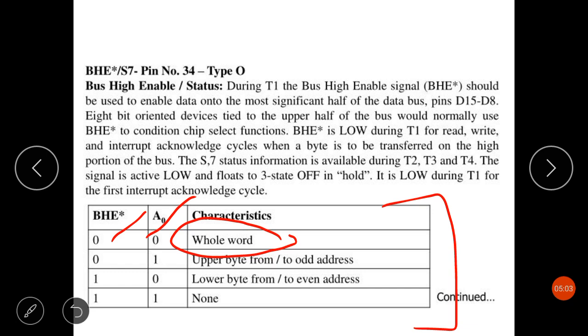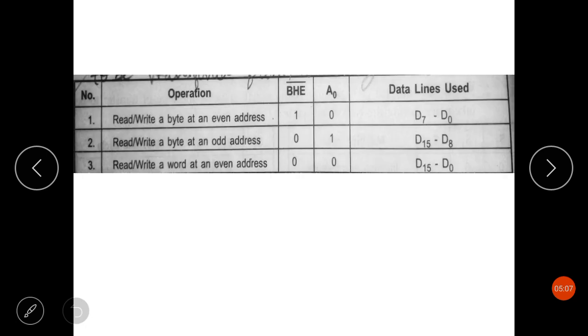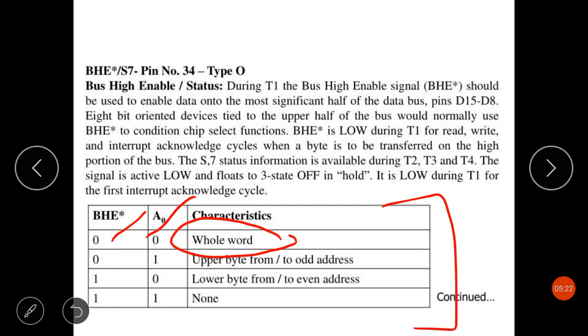Again I am repeating, whenever BHE bar and A0 are both 0, both the banks are activated. Here you can see both the banks are activated, meaning the whole word, that is the whole 16 bits, is going to be transferred to or from the memory. So the data lines activated will be D0 to D15, and the address will be the address of the least significant byte which the address bus is going to carry.